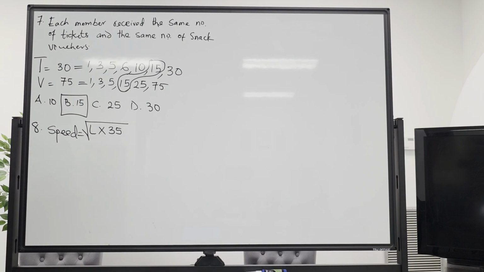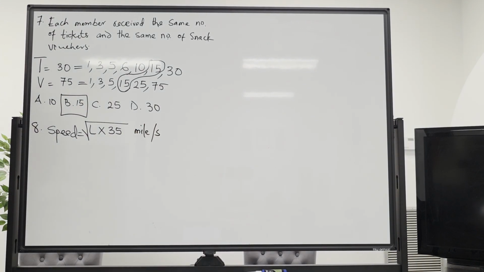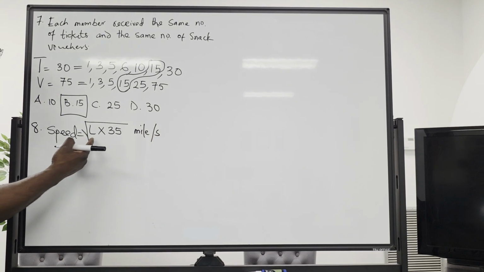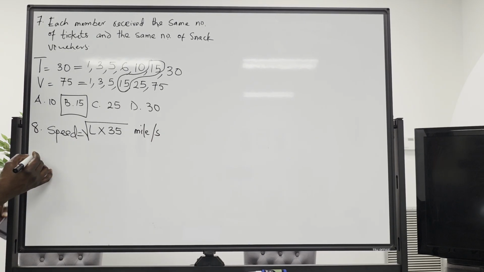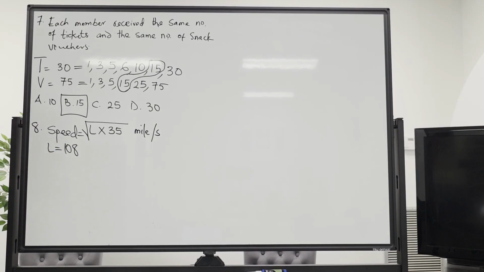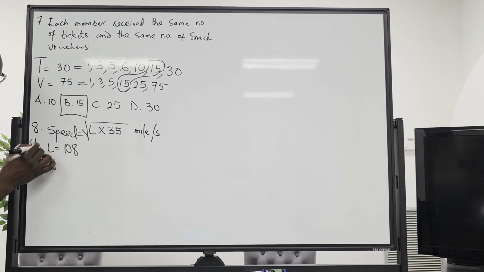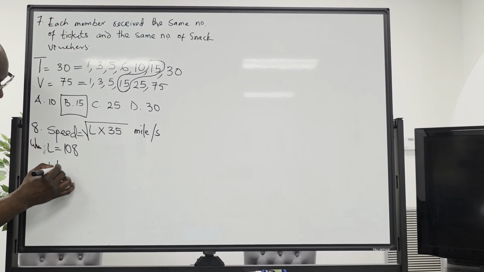According to this method, what is the estimated initial speed in miles per hour of the car when it makes a 108-foot skid? So this right here is in miles per hour. That's the initial statement. The speed in miles per hour can be found by multiplying the length in feet times 35. So they're saying that when the skid mark is 108, what is the speed? When L is equal to 108, what is the speed?